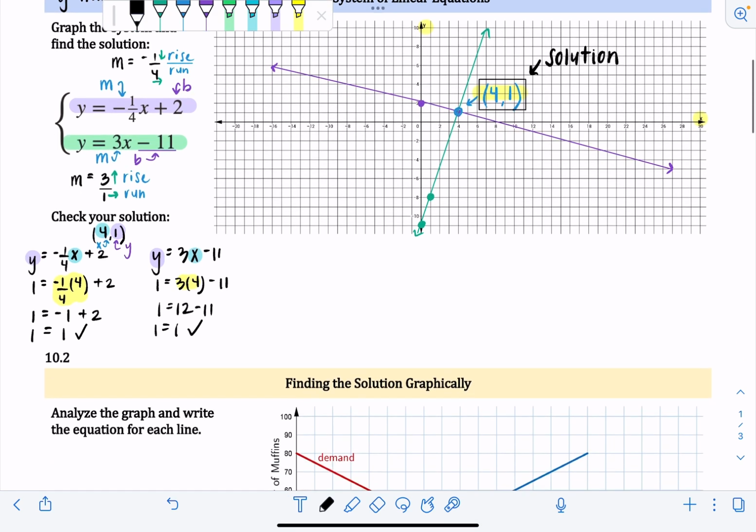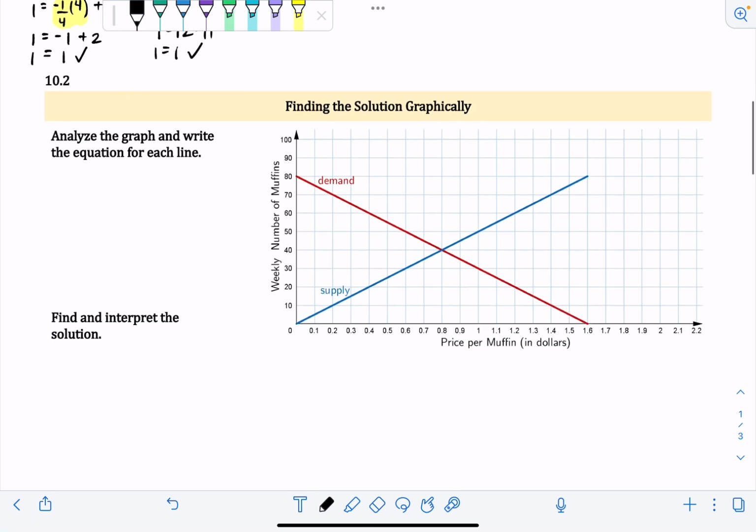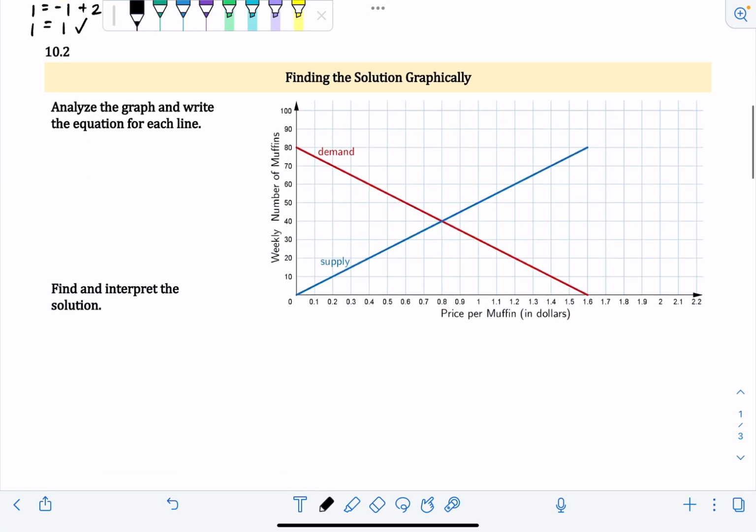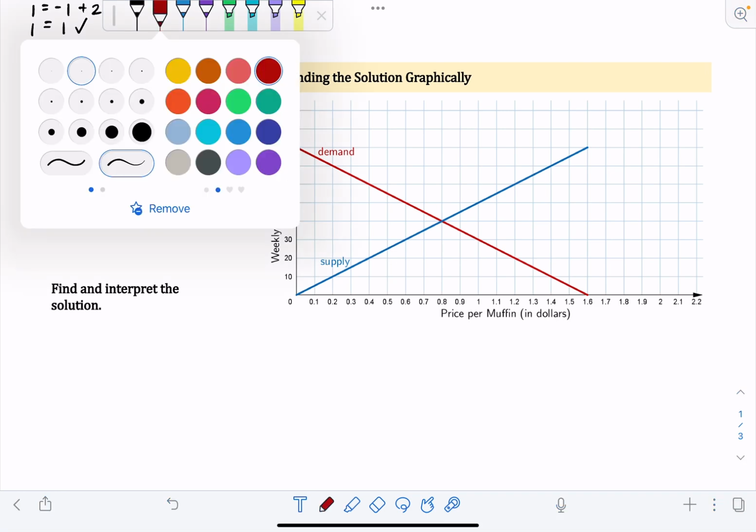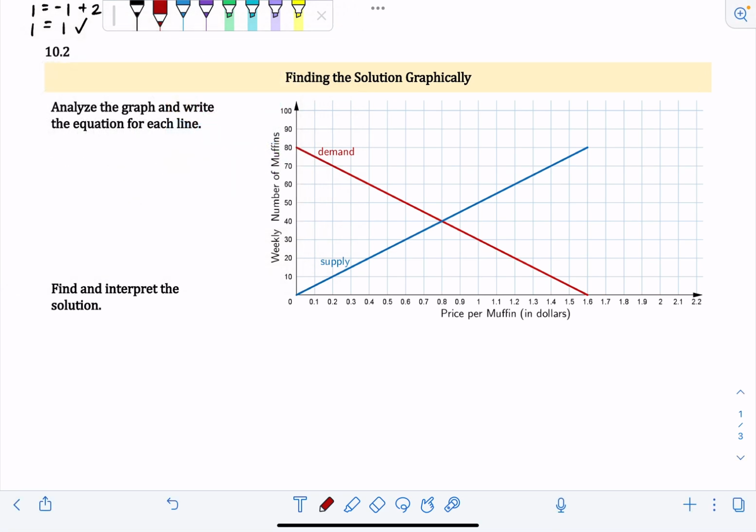Okay, so moving down to 10.2. Finding the solution graphically. In this case, we're already given the graph, and the first thing that we want to do is analyze the graph and write the equation for each line. I'm going to separate this by color since one of them is in red, one of them is in blue. So the red one, and if we take a step back, actually, the situation given in this graph is a supply and demand graph for what looks like a muffin shop or a muffin factory.